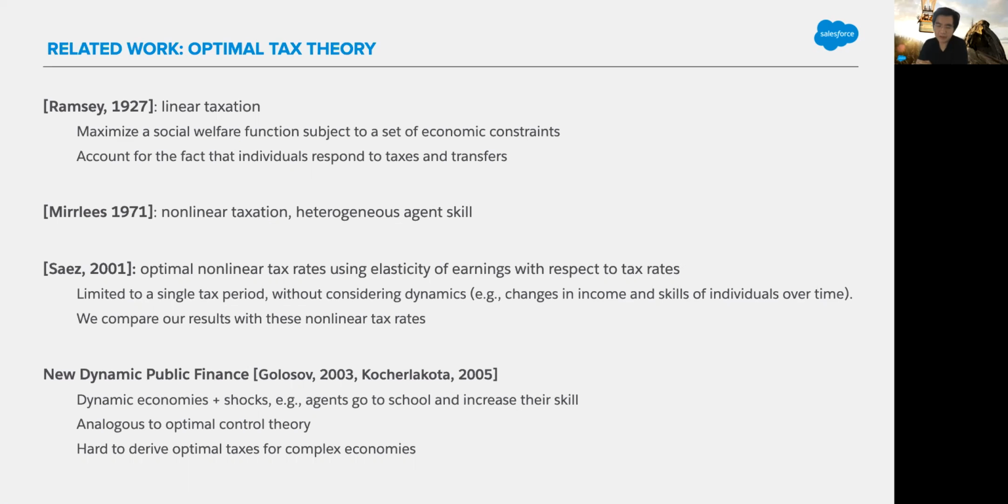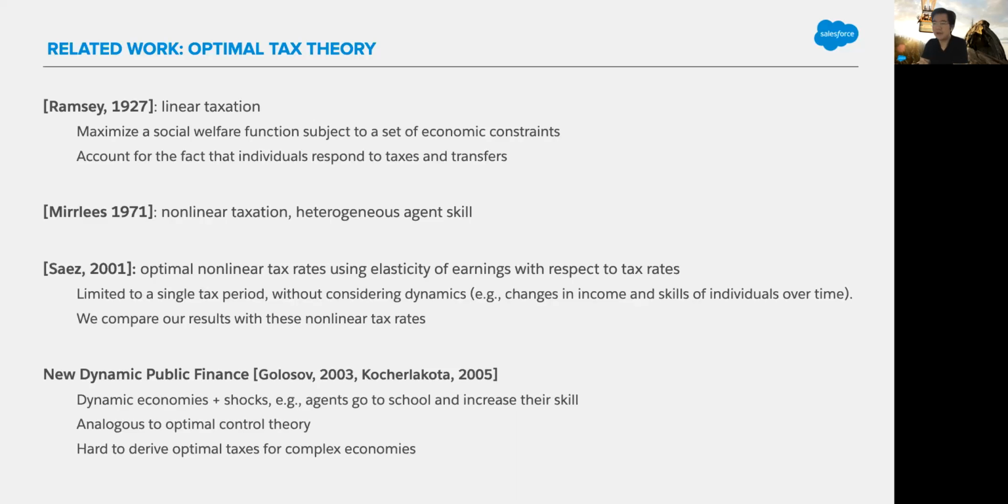And when we look at the tax problem in 1927, this gentleman called Ramsey wrote work on what we can perceive as linear taxation. He first studied this problem where we imagine that there's a planner that's deciding how much to tax the workers in society, and is trying to maximize a social welfare function subject to some set of economic constraints. And the key concept that he looked at was that you have to account for the fact that when I tax somebody, you might work less. So accounting for this response was key to this study that he did.